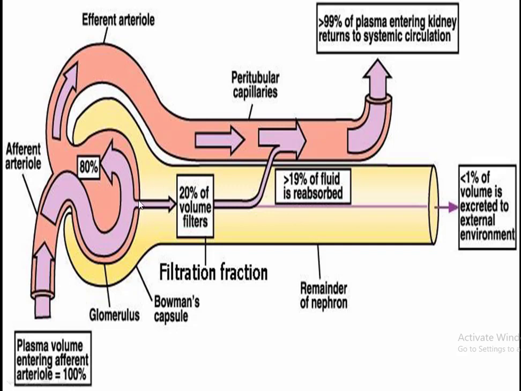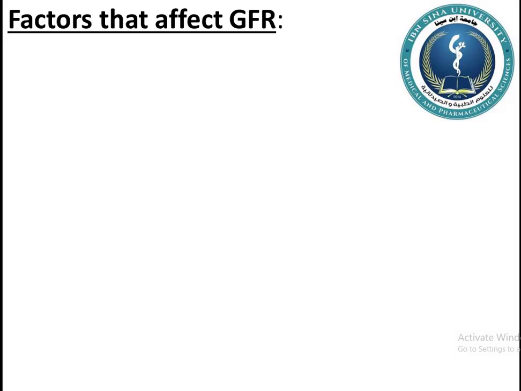This continuous filtration and continuous reabsorption allows more precise function of the kidney, reabsorbing only the particles or molecules needed by the body, while the remainder is excreted as waste product. The glomerular filtration rate is affected by different factors. It is important to discuss the factors that affect the filtration.